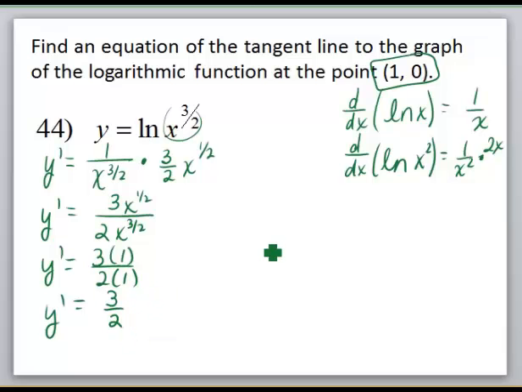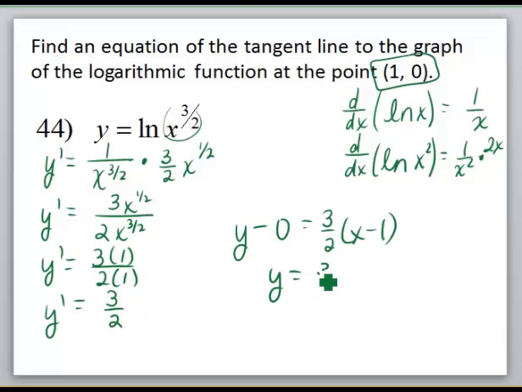So I'm just going to quickly write the equation of the line. y minus 0 equals 3/2 times x minus 1. Now we could simplify that if we wanted to, to just be y equals 3/2 x minus 3/2.